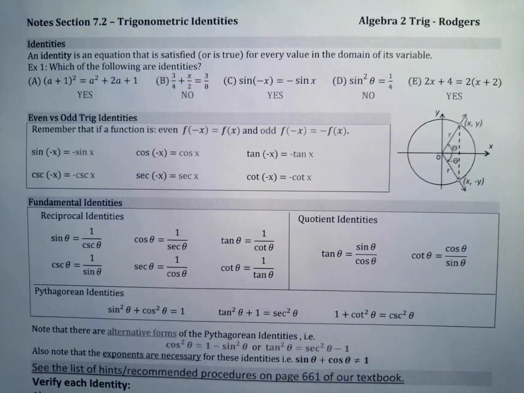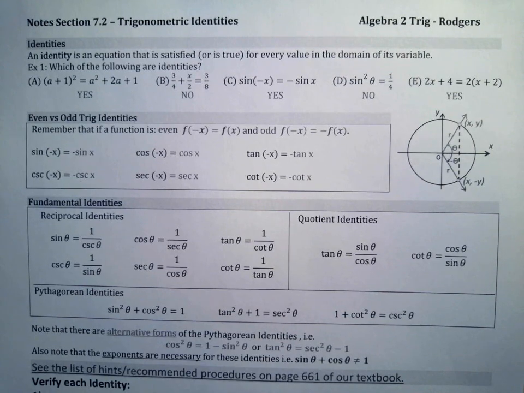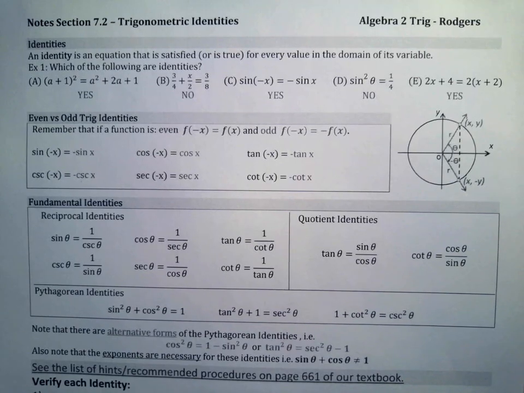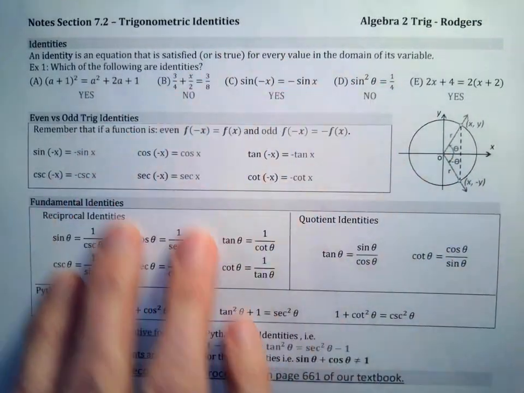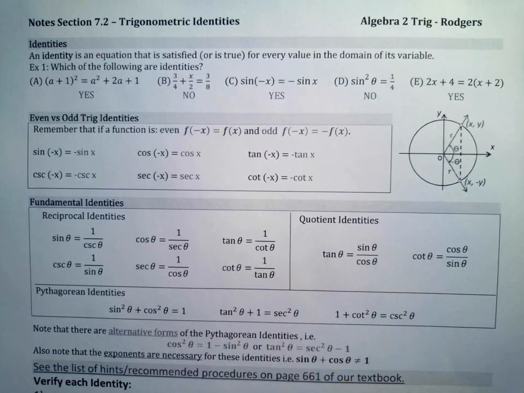This video is covering section 7.2 in our textbook, and we're starting to talk about trigonometric identities. So what I did with the notes is I included the identities that we're going to be using, or at least some of the basic ones that we're going to be using.